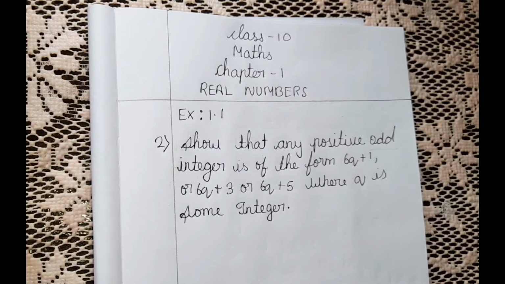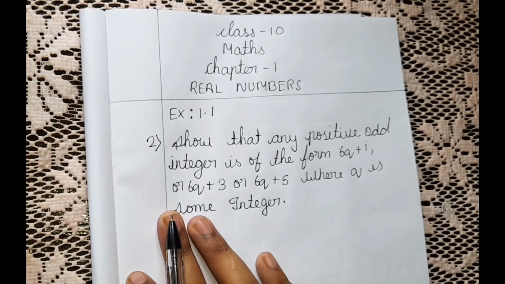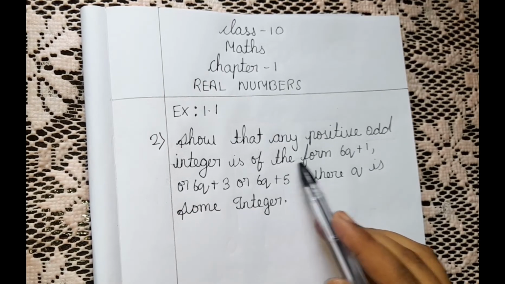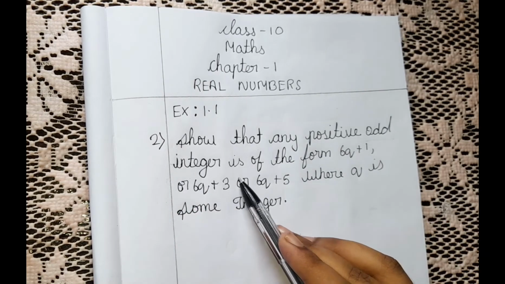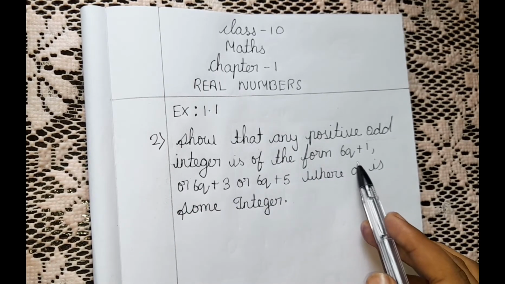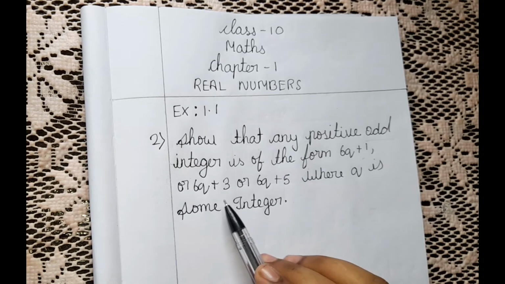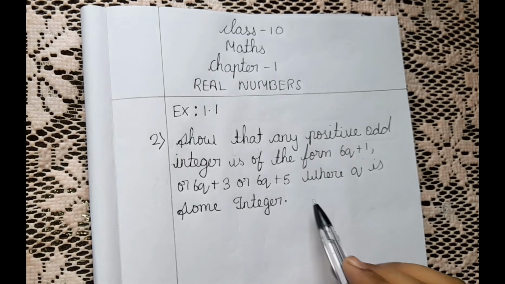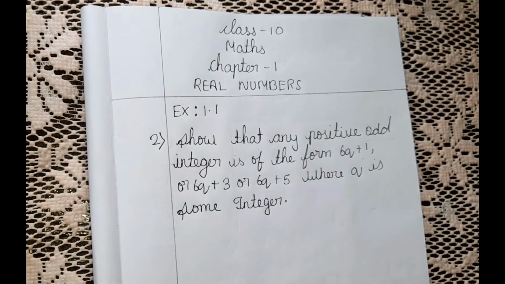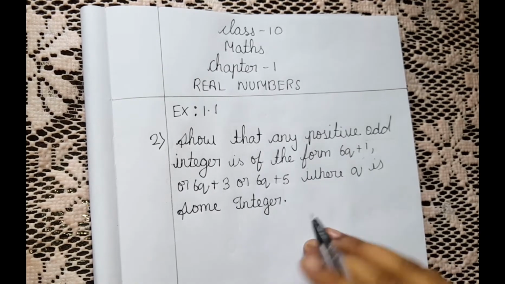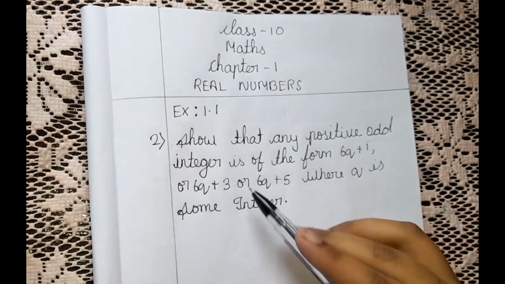Okay guys, now let's read the question. The question is: show that any positive odd integer is of the form 6q plus 1 or 6q plus 3 or 6q plus 5, where q is some integer. In this question we have to take any positive odd integer.